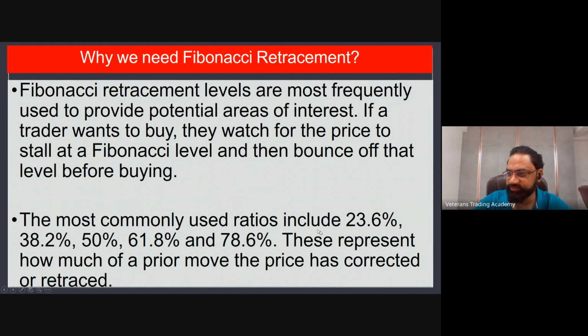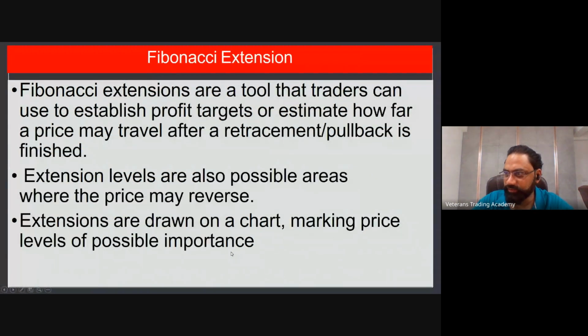So the most common ratios, which are 23%, 38%, 50%, 61%, and 78%, can act as support or resistances. Now, जैसे retracement होता है, वैसे ही उसका positive extension. So suppose there's an impulse wave and then there is a corrective wave, and you want to know what is the target of this wave. So what you can do, you can use Fibonacci extension ratio. Extension ratio में क्या होगा?